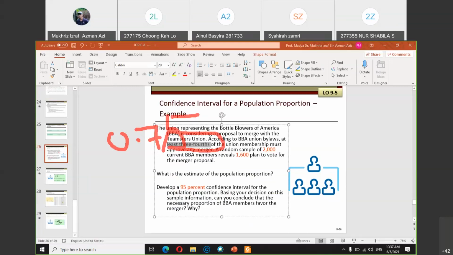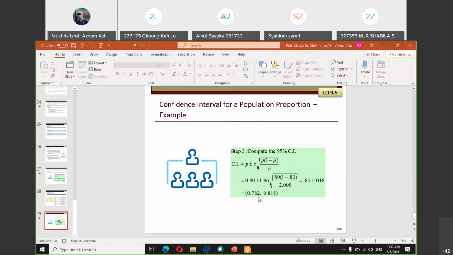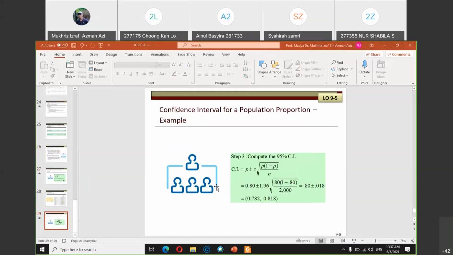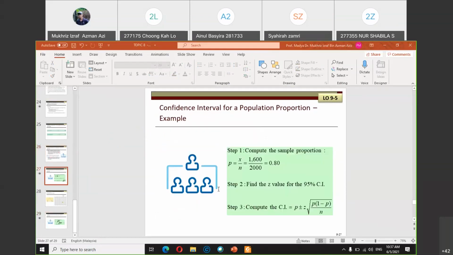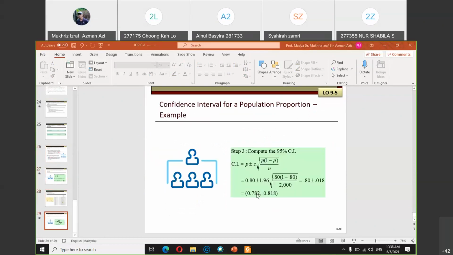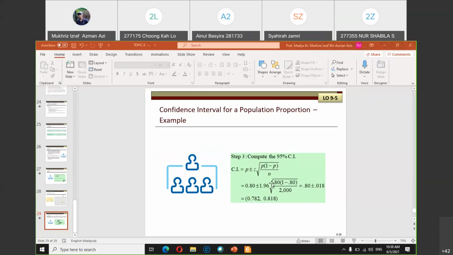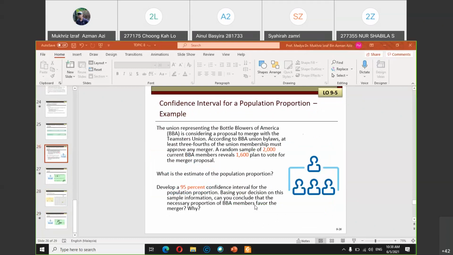So what is our CI? Does it include 0.75 or not? They say at least 0.75, and our CI shows that the interval is between 0.78 and 0.81, meaning between 78% up to 81% favors the merger. Yes, it is above 75%. So we can conclude that the proportion of members favor the merger, because here it mentioned at least 75% must support the merger. So based on this data that you construct the CI.